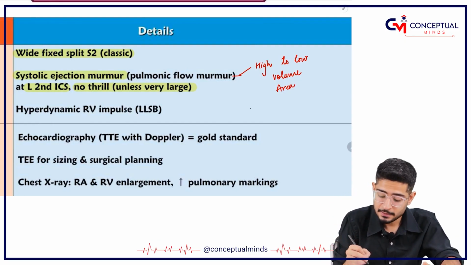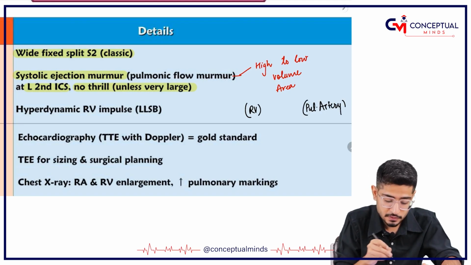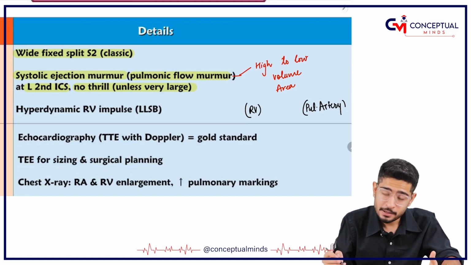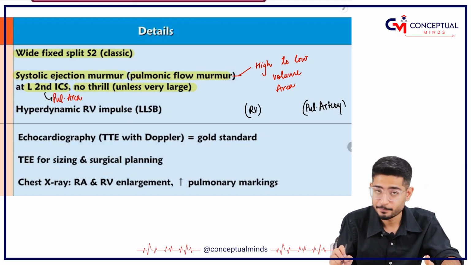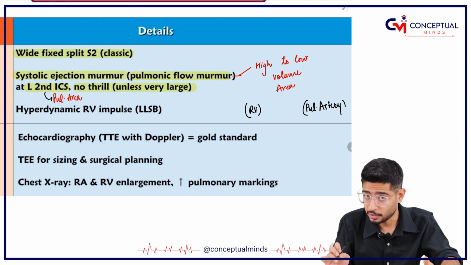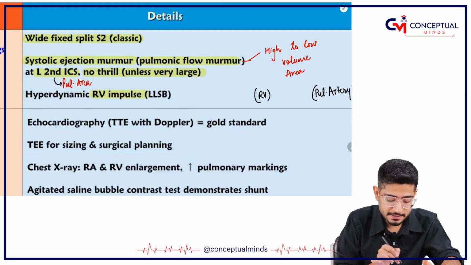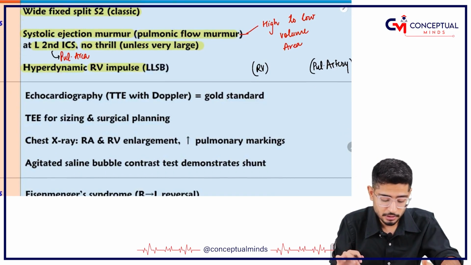And what is the higher side? The higher side is the right ventricle, to the lower side, which is actually the pulmonary artery. That is why there is an ejection systolic murmur, and that has to occur in the pulmonary area. So where is the pulmonary area? Pulmonary area is nothing but the second intercostal space. But please remember, there is no thrill. And of course the right ventricular impulse is going to be hyperdynamic. That means a lot of blood is going to come from the right ventricle ahead.